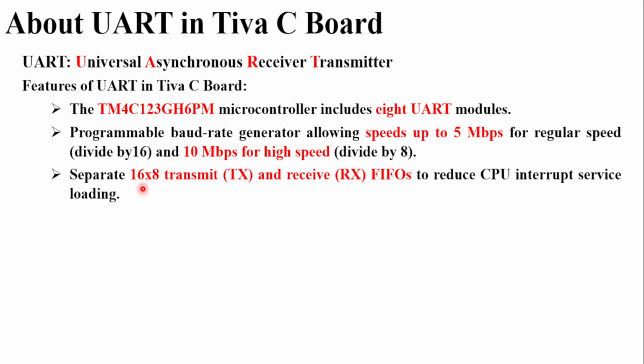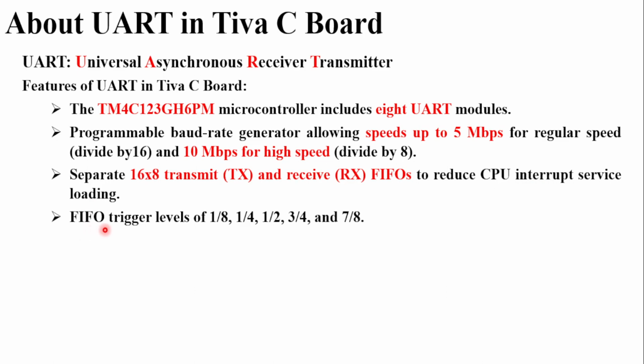Apart from that, the UART module present in the TIVA C board, the TM4C123GH6PM microcontroller, has 16 by 8 transmitter and receiver FIFOs. FIFOs are basically first in first out registers which act as buffers and store the data in them. So you have 16 registers and each register can store 8 bits during transmission and reception. This actually reduces the load on the CPU when it is handling interrupt service routines.